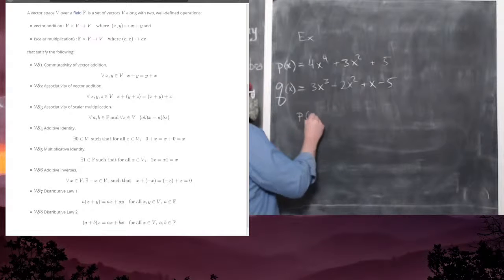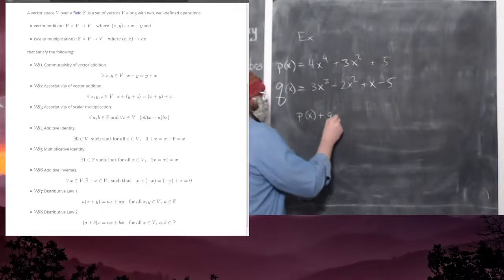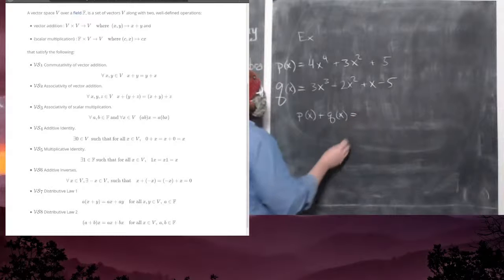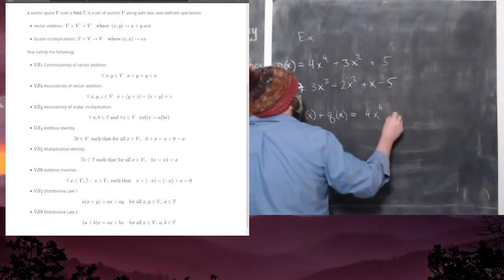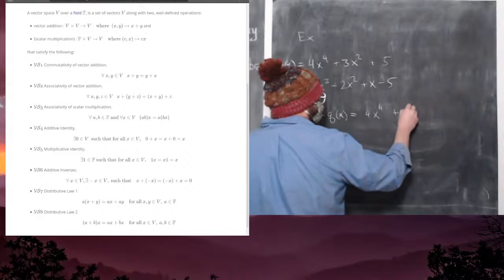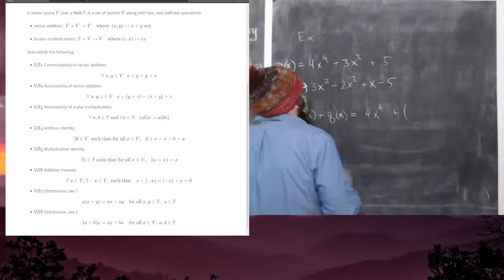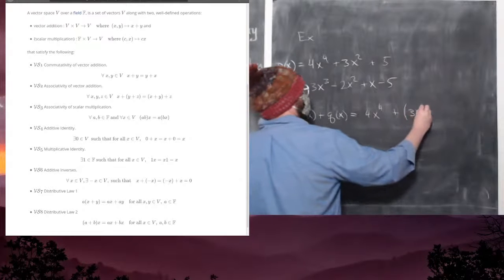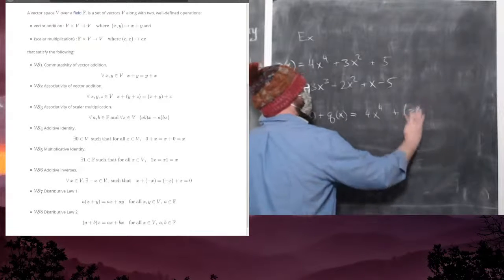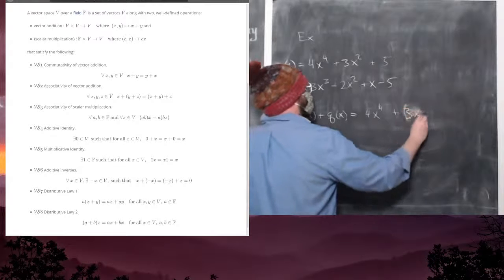So vector addition is exactly what it should be. You just group like terms, yeah? So we've got 4x^4 plus, with little parentheses here to really make this stand out, 3x^3, sorry.